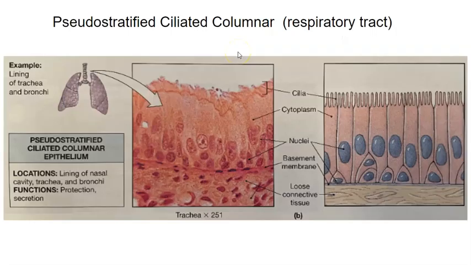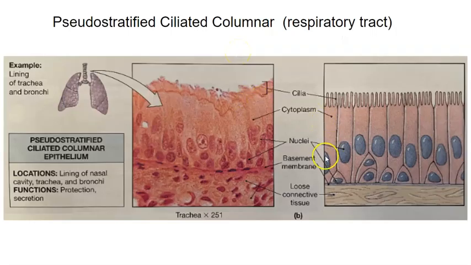This brings us to our last type, pseudostratified ciliated columnar epithelium. So pseudostratified because it's not really stratified. Remember that they actually are in contact. All the cells are in contact with the basement membrane. And ciliated because it has these cilia on the apical surface.